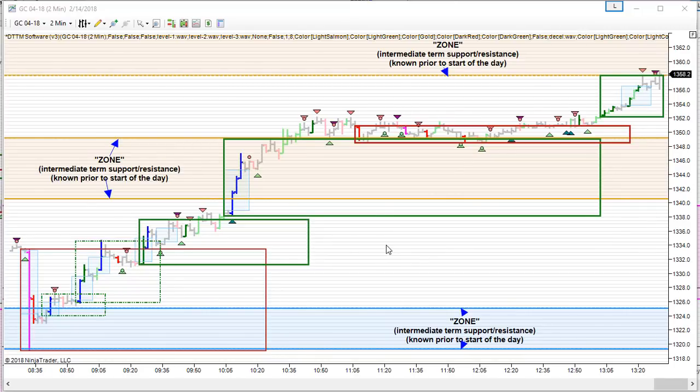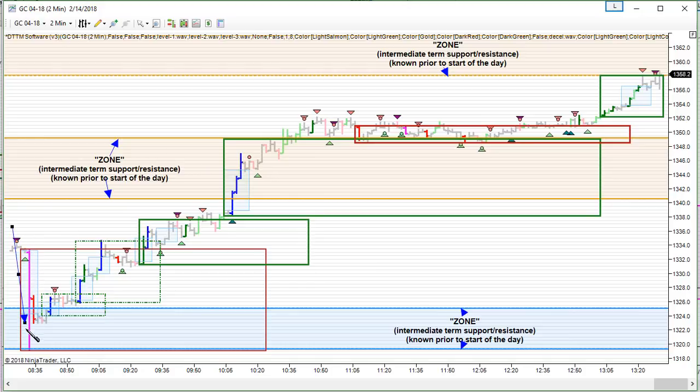Okay, here is the gold market. And again, we had three zones laid out prior to the day. There's more than that, but these are the three that came into play today. We know this heading into the day. And here is where we opened the day, right in this area here. Now we had some potential inflationary news that came out right at 8:30 Eastern time.